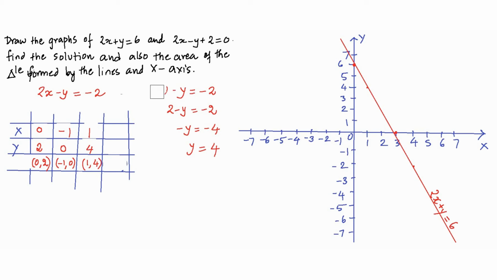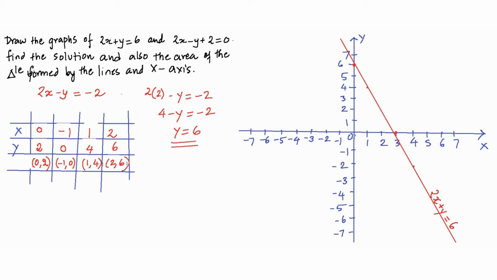And now let's go for the fourth point. Let us increase x by another 1. So let's take x equal to 2. Let's see what happens. 2 times 2 minus y is equal to minus 2. 4 minus y is minus 2, which means y is equal to 6. So the point is (2, 6).